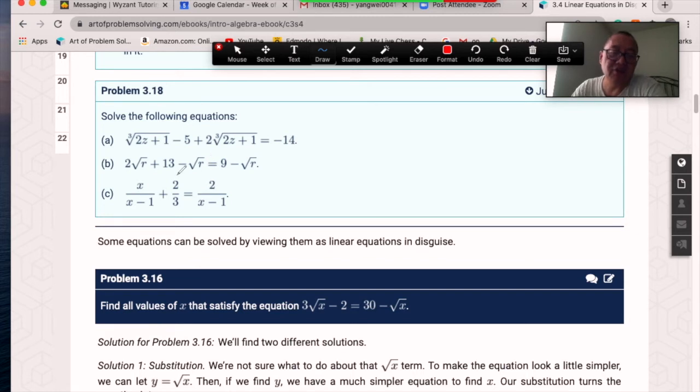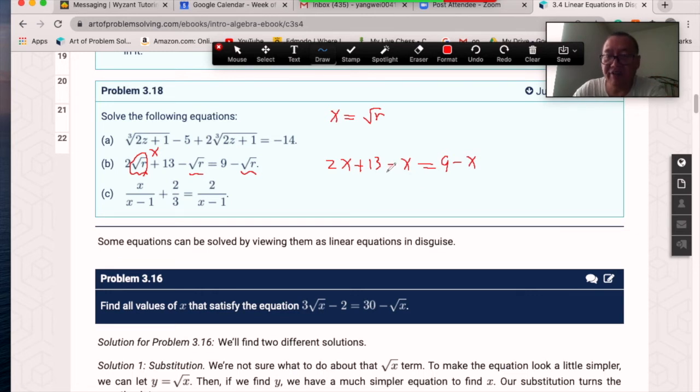Now let's see the second one. Second one, you know, this also has a square root of r. This also is not a linear equation. But then we can set this one as x. Now let's see what we get. We set x equals root r. Then this equation will convert to 2x plus 13, then minus x equals 9 minus x, right?